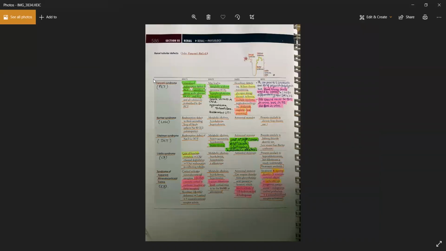So any doubt on any of these syndromes? No. Thank you.